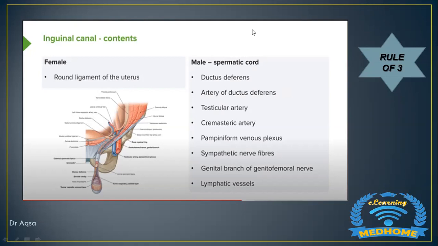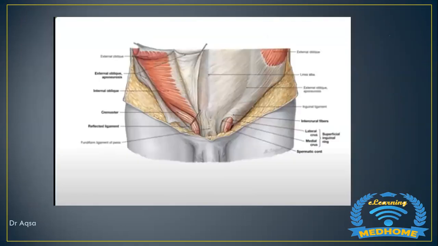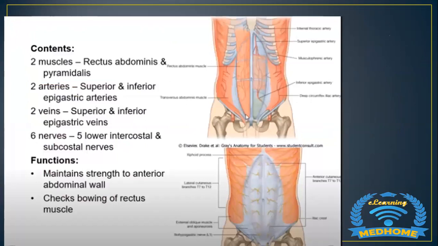Ma'am, the 2 muscles, rectus abdominis and the pyramidalis. 2 arteries, superior and inferior epigastric arteries. 2 veins, superior and inferior epigastric veins. And we have the 6 nerves, which was the 5 lower intercostal and the subcostal nerves. Lower intercostal was from T7 to T11, and the subcostal was T12.